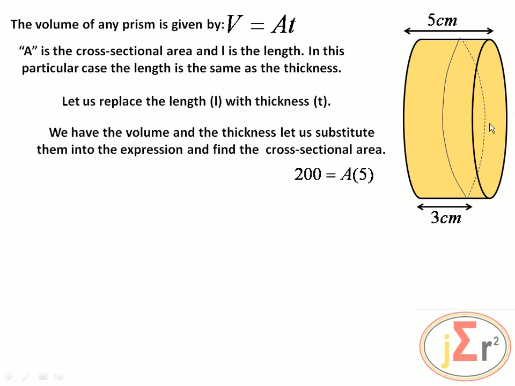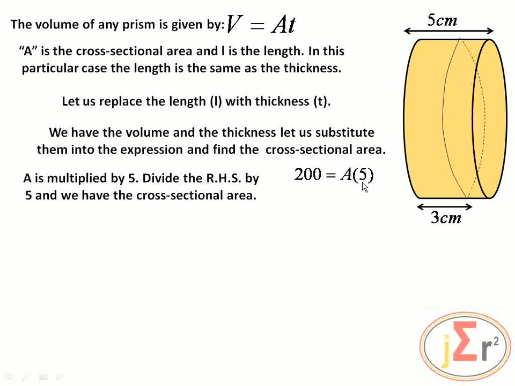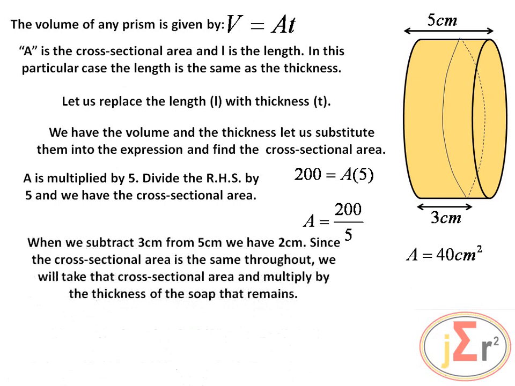So the volume is 200 centimeters cubed and the thickness is 5 centimeters. A is multiplied by 5. Divide the right hand side by 5 and we have the cross-sectional area. But we need to do that to the left side also. Dividing both sides by 5, we get area is equal to 200 divided by 5, which is equal to 40 centimeters squared. When we subtract 3 centimeters from 5 centimeters, we have 2 centimeters left.